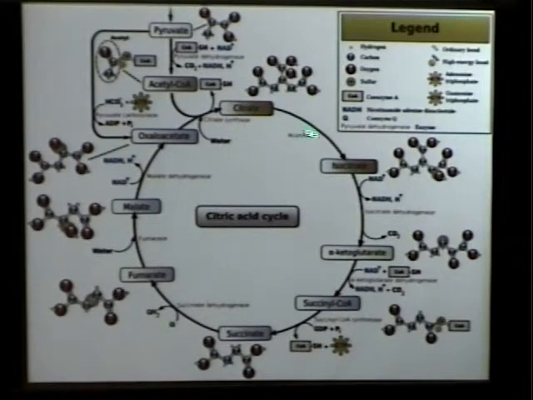But citrate is converted into isocitrate using, I can't read that. Isocitrate is converted into alpha-ketoglutarate using isocitrate dehydrogenase. Alpha-ketoglutarate is converted into succinyl-CoA using alpha-ketoglutarate dehydrogenase. I can hardly read that either. Maybe if I go over here.